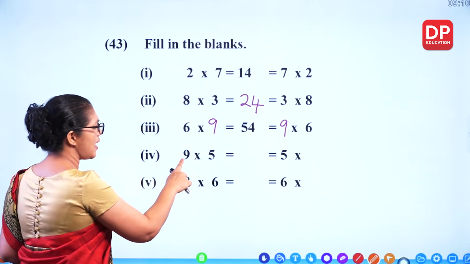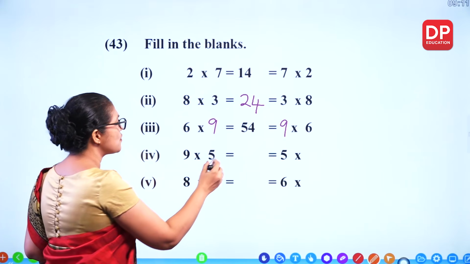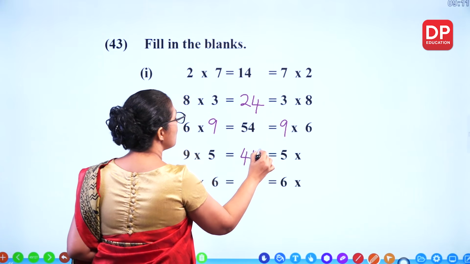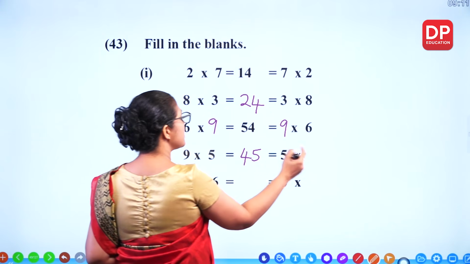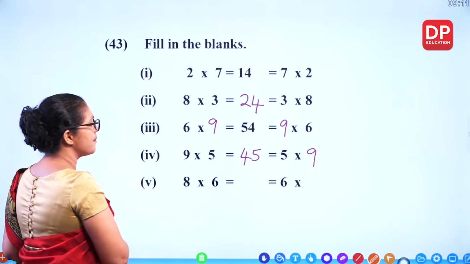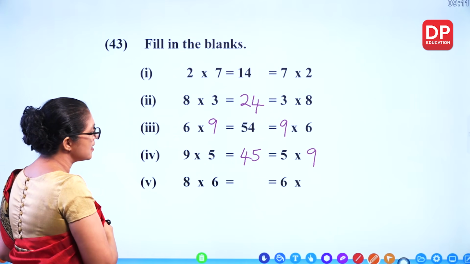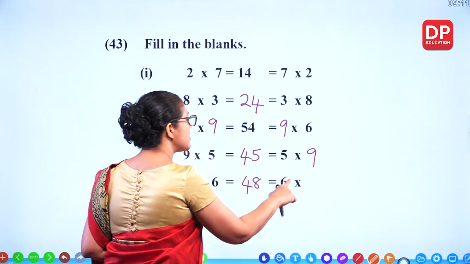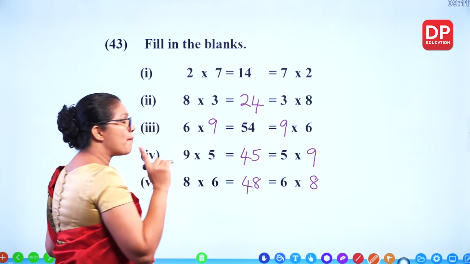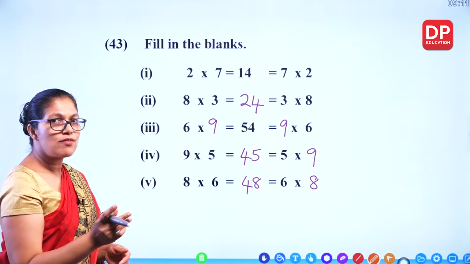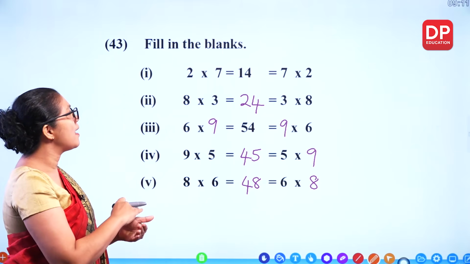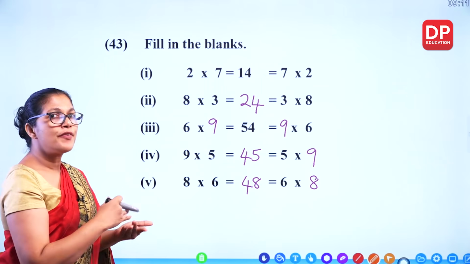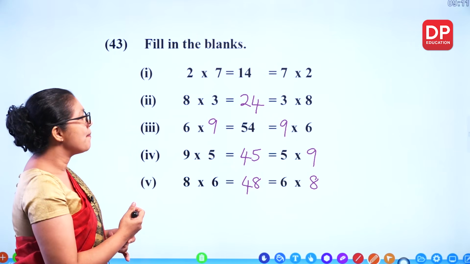Now this one, 9 times 5. 9 times 5 you get 45. 45 is same as 5 times 9. 8 times 6 is 48. So 48 you can write 6 times 8 as well. So for multiplication, order is not important. You can multiply 2 into 3 or 3 into 2. You get the same answer.